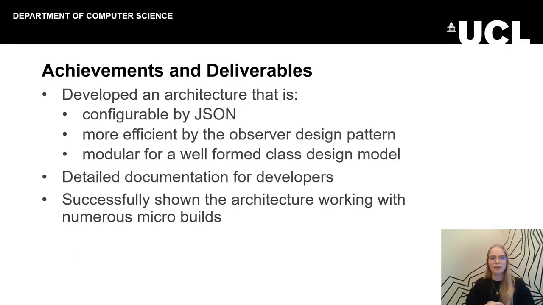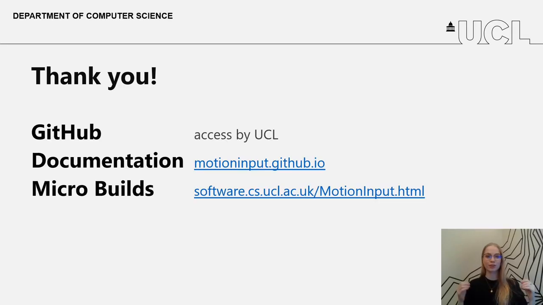Throughout our project, we have achieved a number of feats. Our JSON file system allows functionality to be altered without recompiling any code, making it highly configurable. Our new frame-by-frame processing logic greatly increases efficiency. The system created is modular, making it perfect for developers to make use case-specific apps. We have developed documentation thoroughly explaining the architecture, and we have successfully shown our architecture working throughout the production of multiple microbuilds. And here are some links for a closer look at our work.